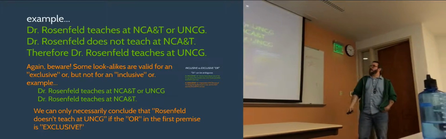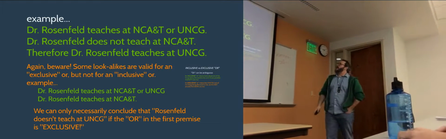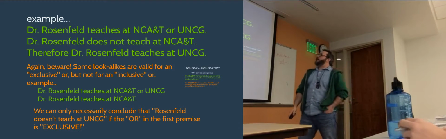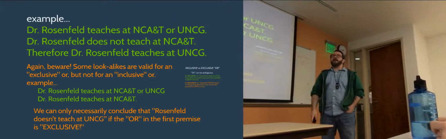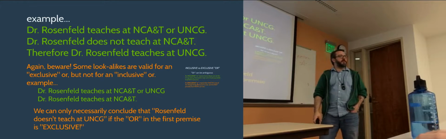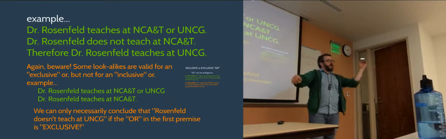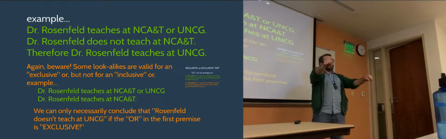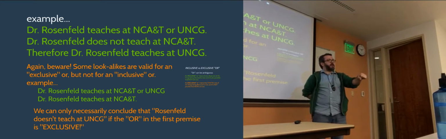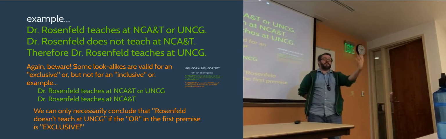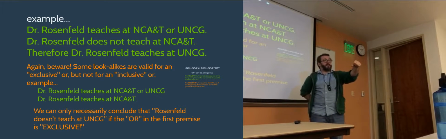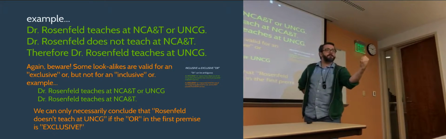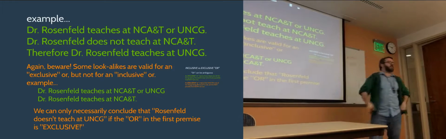For example, Dr. Rosenfeld teaches at A&T or UNCG. Rosenfeld does not teach at A&T, therefore it must be the case that he teaches at UNCG. That first statement, that A or B, or that X or Y statement, just says it's got to be at least one of these two, right? It's either this or it's this, and the second premise just takes one away. And since it has to be this or this other one that's off the table now, this is all that's left. And that's how the disjunctive syllogism works.